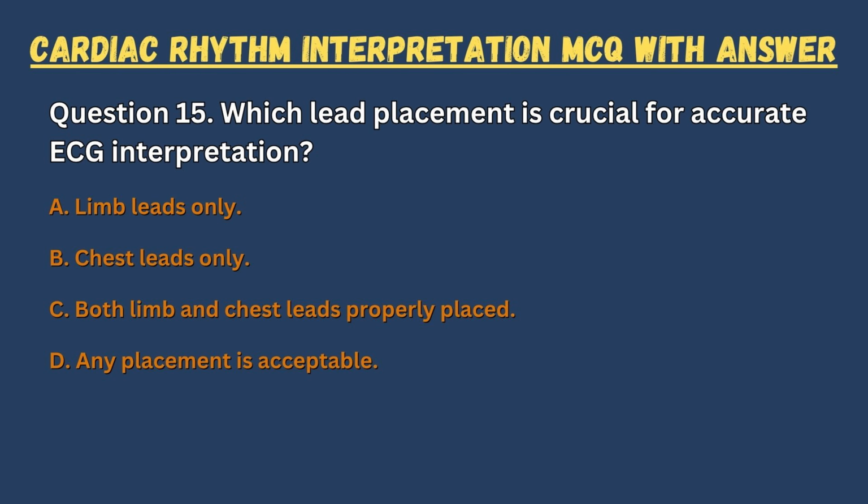Question 15. Which lead placement is crucial for accurate ECG interpretation? A. Limb leads only. B. Chest leads only. C. Both limb and chest leads properly placed. D. Any placement is acceptable.